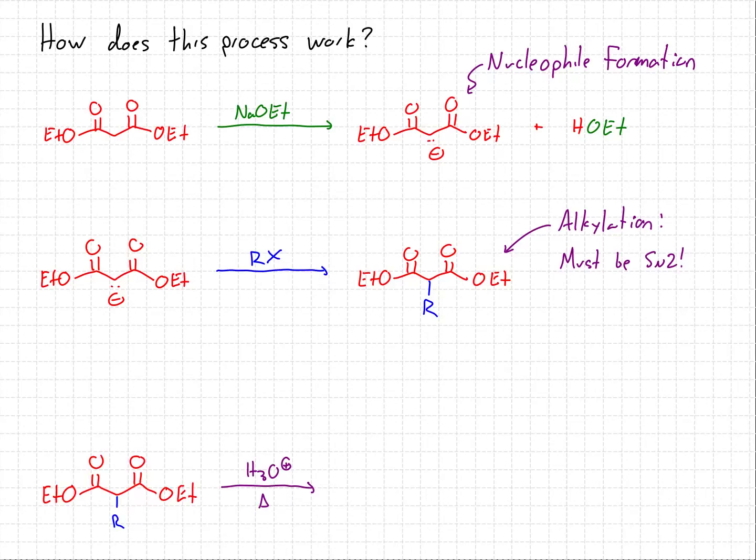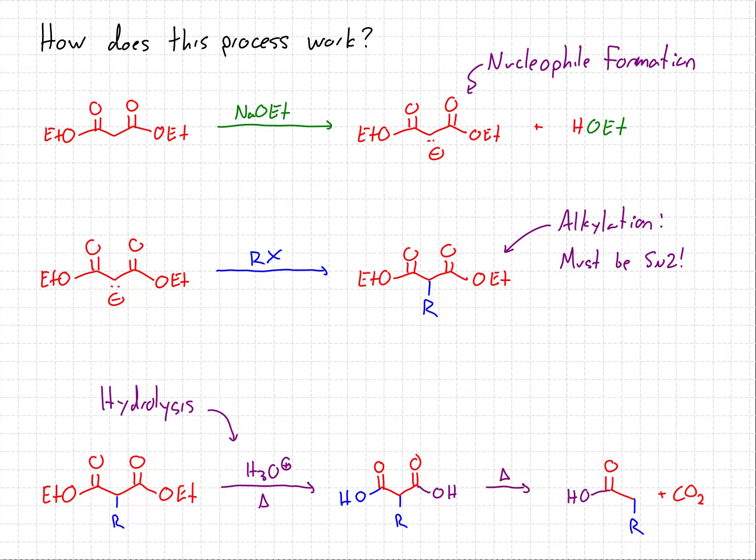The third step of the process is the most interesting. What we're going to do here is we're going to take this diester and treat it with H3O+ and heat. You might recognize this from our previous discussions as hydrolysis of the ester. So we will indeed hydrolyze the ester to get this dicarbonyl group here, but something else will happen after this. Compounds like this, when heated, will lose CO2, a process known as decarboxylation. What is the mechanism of decarboxylation?